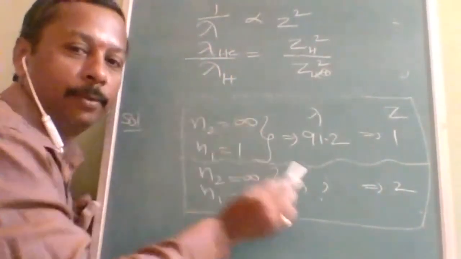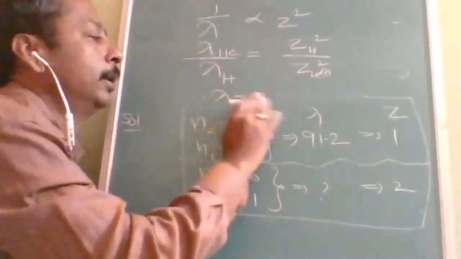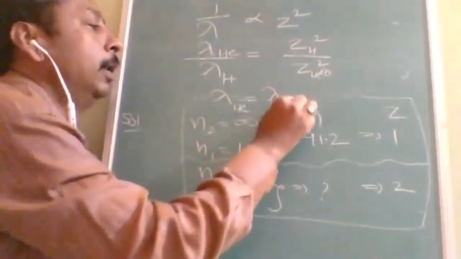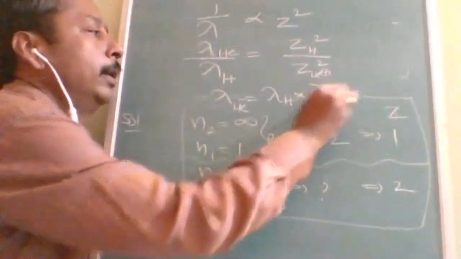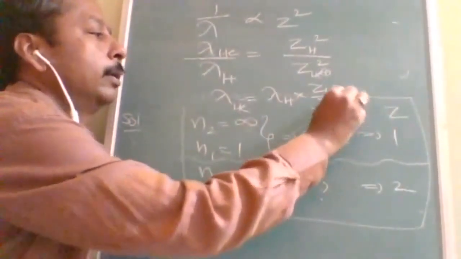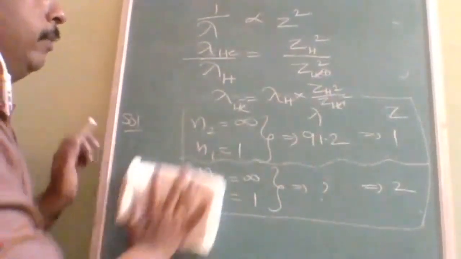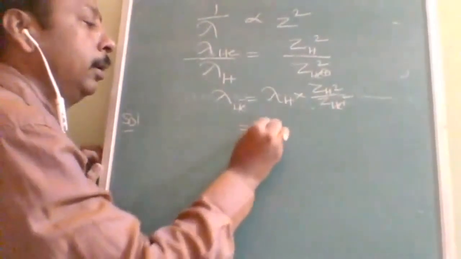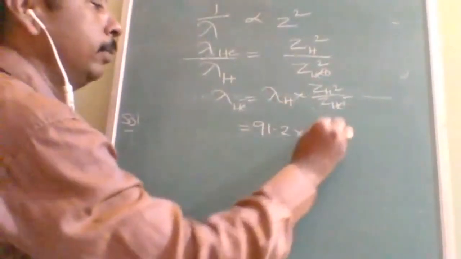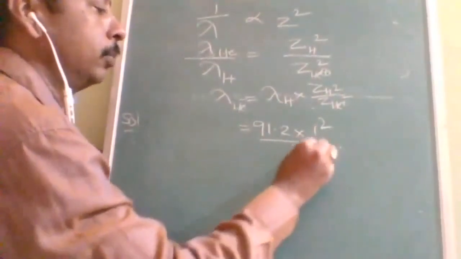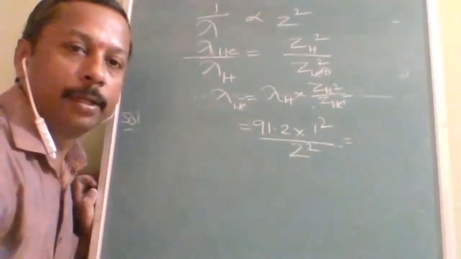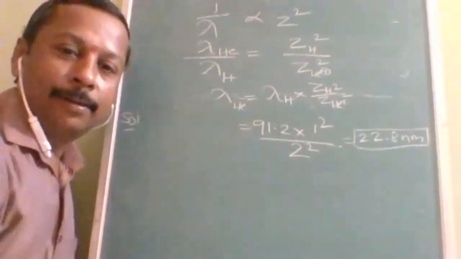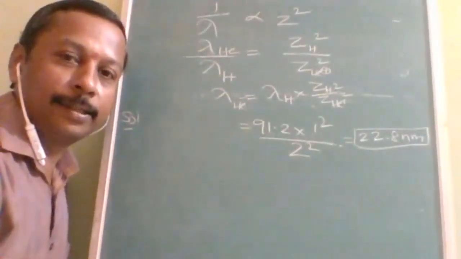So lambda of helium only we want. Lambda helium is equal to lambda hydrogen into Z of hydrogen square divided by Z of helium square. So lambda hydrogen 91.2 into hydrogen atomic number 1 square divided by helium atomic number 2 square. So 91.2 divided by 4. Is it understood? Let's see. So 22.8 nanometers. Any doubt?